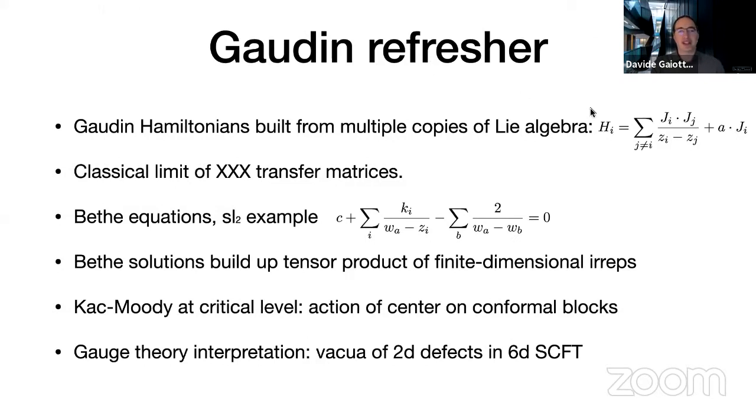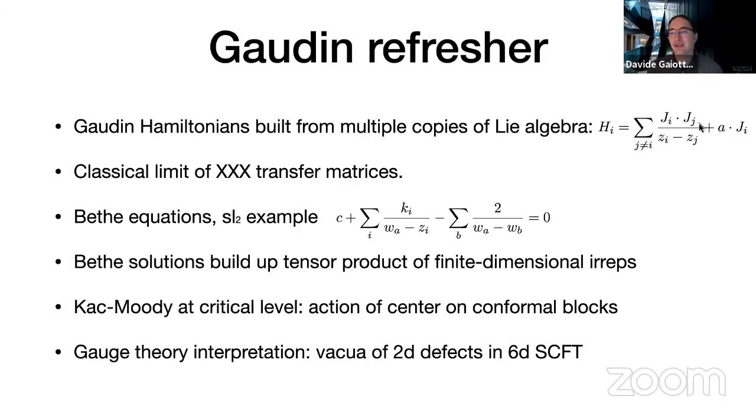Let me give a quick refresher of what the Gaudin model looks like and why it is related to the Geometric Langlands program. So the Gaudin model is an integrable system where the Hilbert space is a tensor product of finite dimensional or possibly even infinite dimensional representations of a Lie algebra. So you essentially take multiple copies of a Lie algebra and you try to build commuting Hamiltonians out of them.